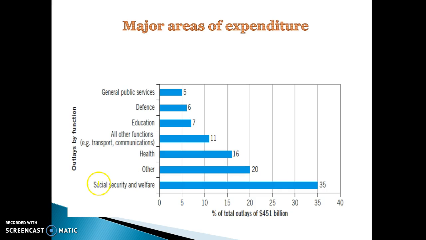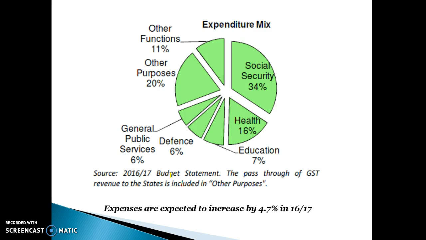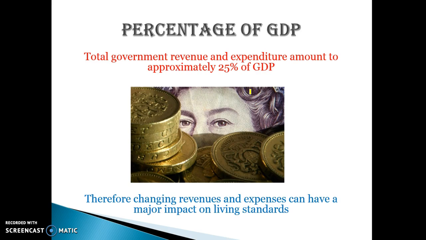Again, the major areas of expenditure, so social security and welfare up the top, and then things like health being the second biggest, all the way to transport and communications and education. Expenditure mix, again, very similar breakdown of what it was in 2016, 2017, with social security being the highest.